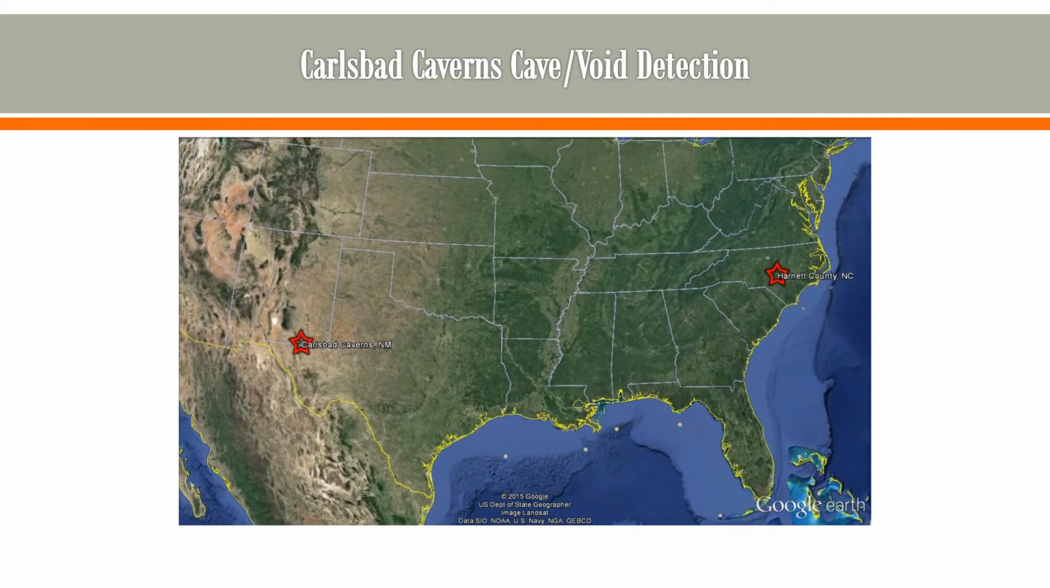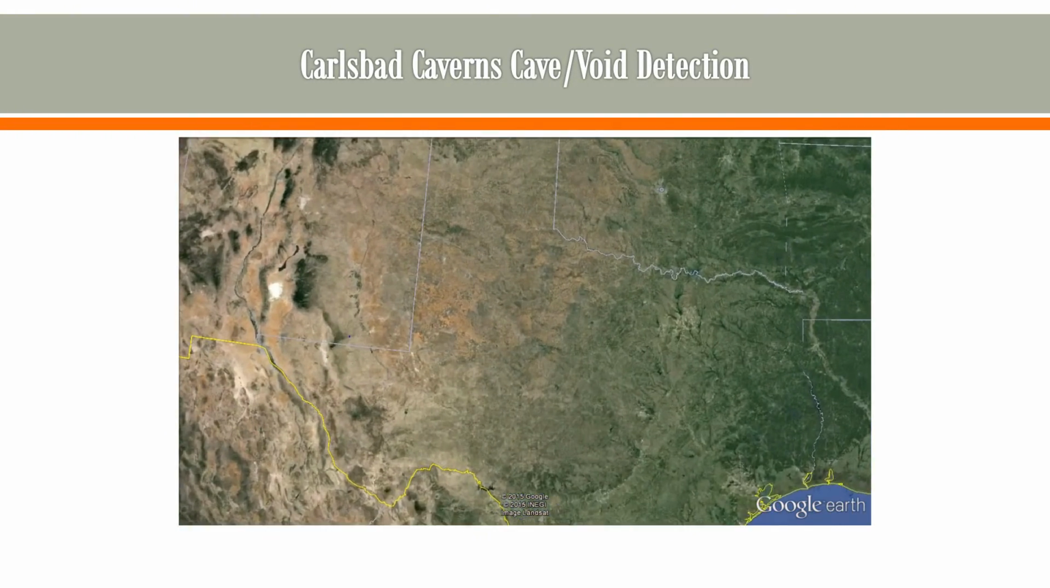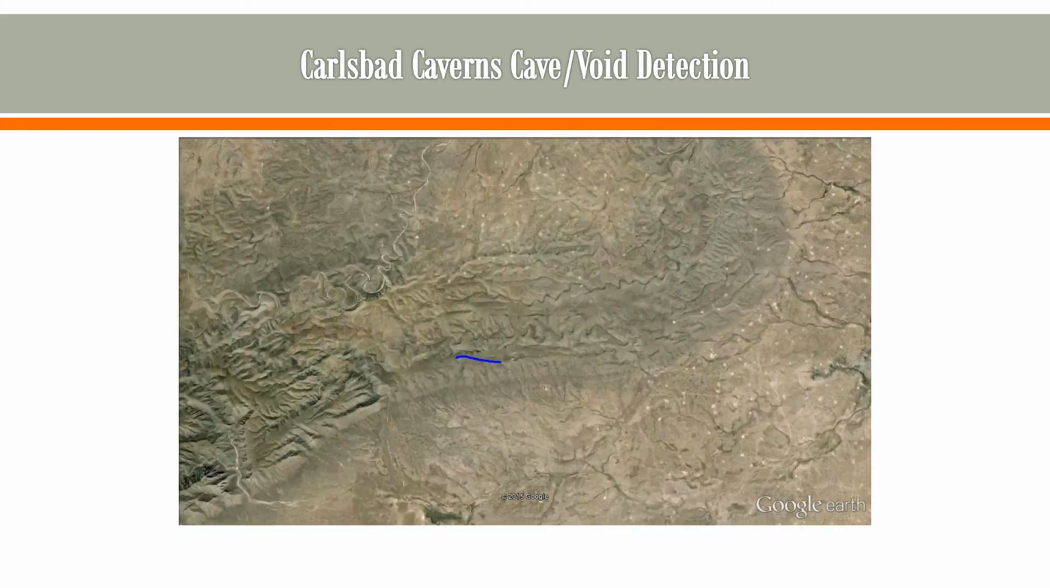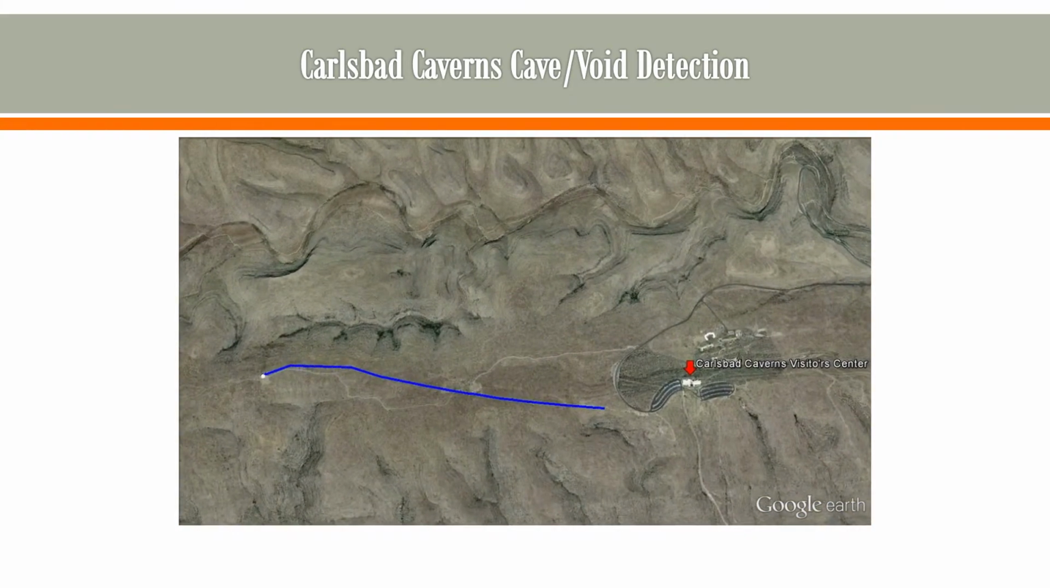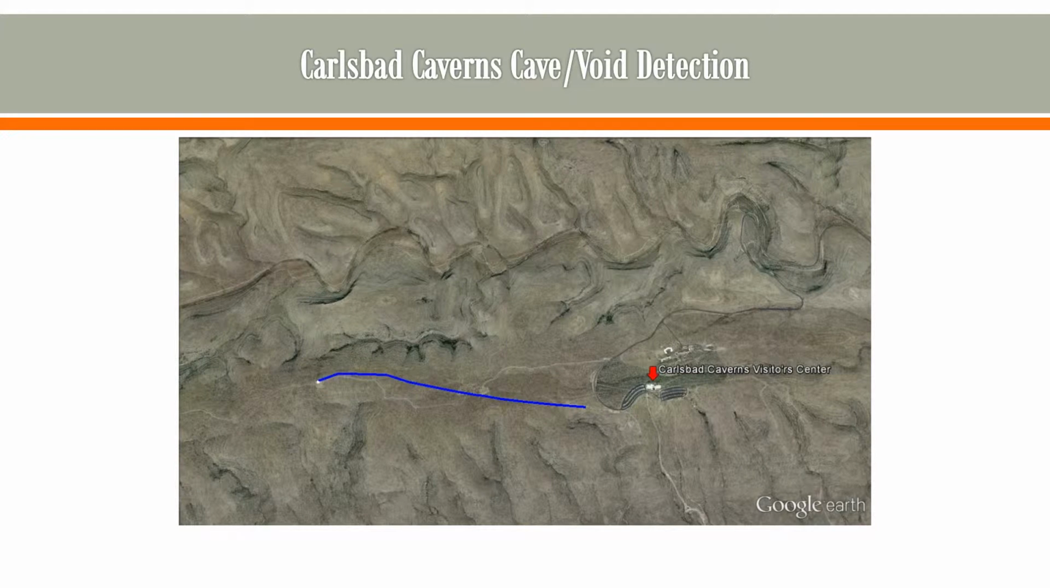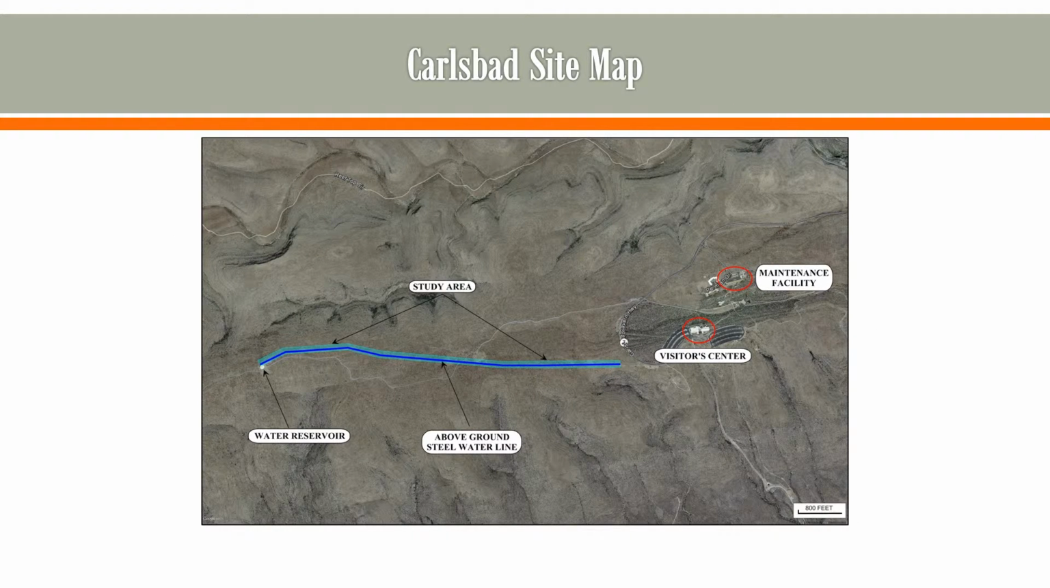The National Park Service was planning to trench in a water line that was currently above ground, extending from a well off-site and supplying water to the visitors center. And they were concerned that they might hit some air-filled voids in the limestone during the trenching.